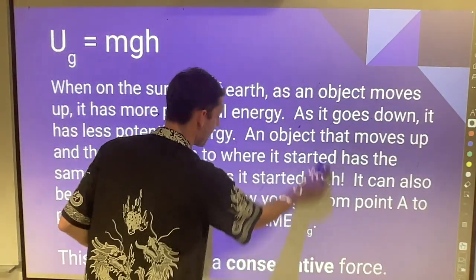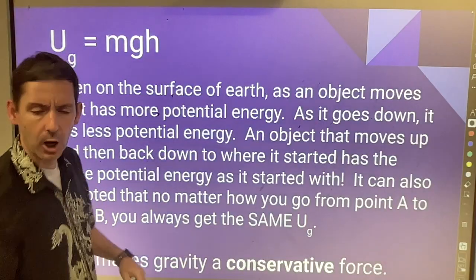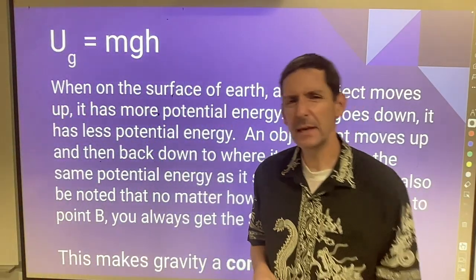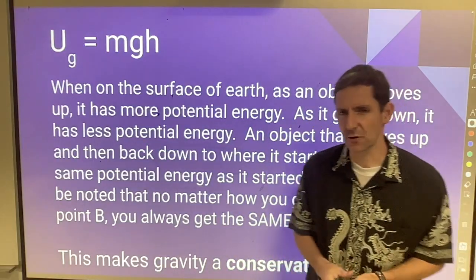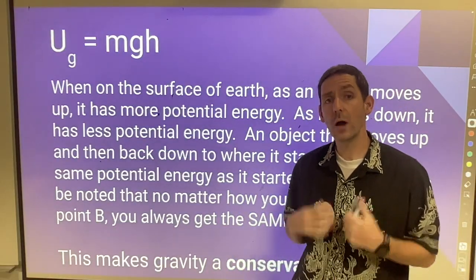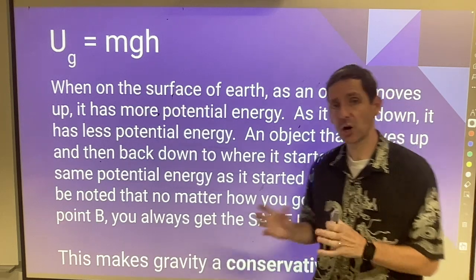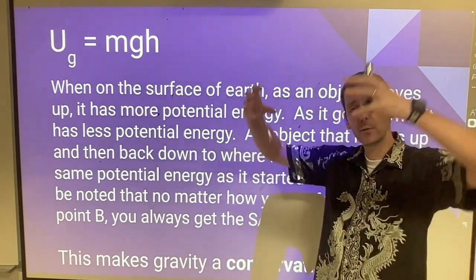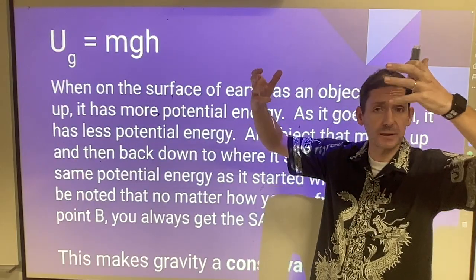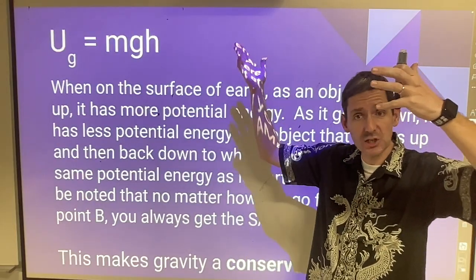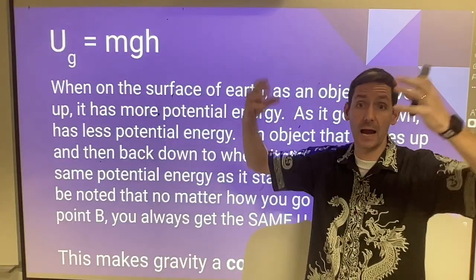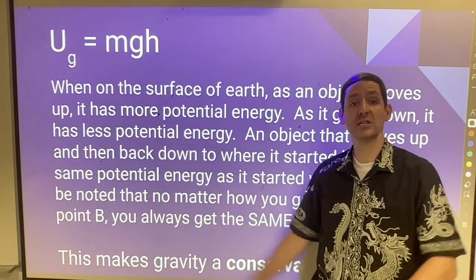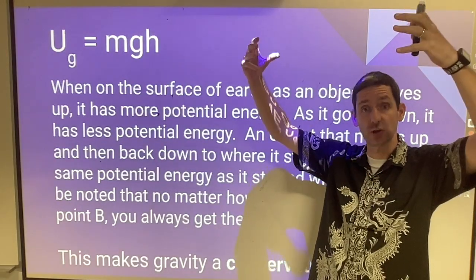Now, gravity is what we call a conservative force. Let me give you a couple of ways to think about conservative forces. One way is this. If you start with your ball on the surface of Earth and move it up, we talked about the fact that it has more potential energy. We can get that from the equation, and from the idea that the higher it is, the faster it can go, the more kinetic energy it can get. So, as it goes up, it gains potential energy.